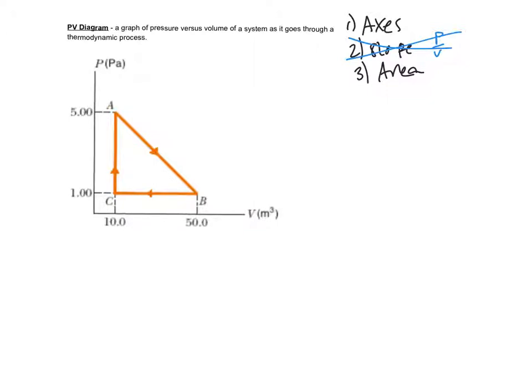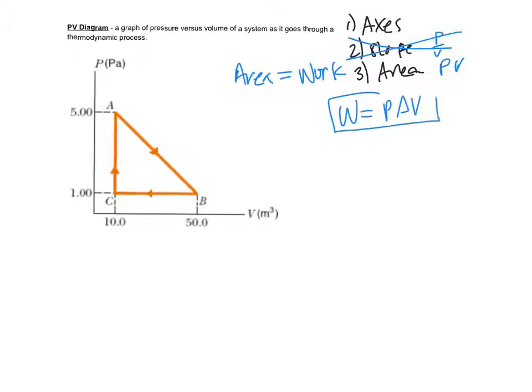So now we get to area. For a triangle, it's 1/2 base times height, or we have pressure times volume. So the area on a PV diagram is what we're going to focus on. Area is going to represent work. You will need to be able to calculate the work done. So area under the curve will be the total work done in that process.